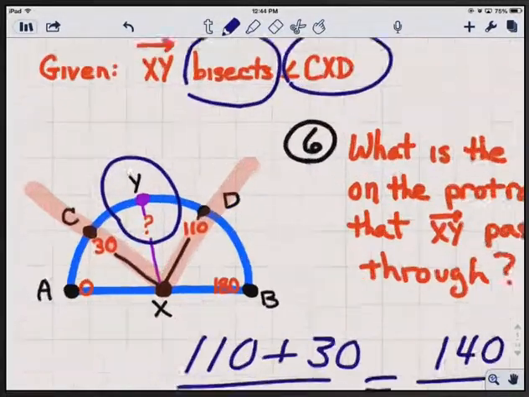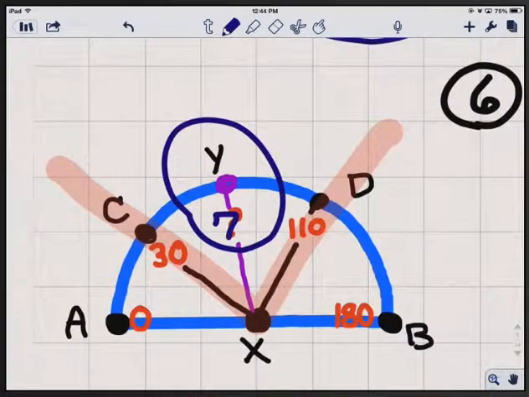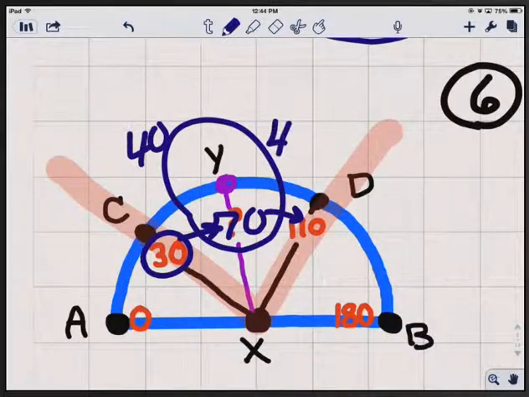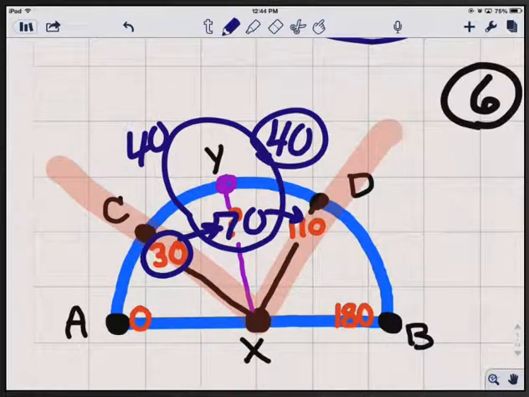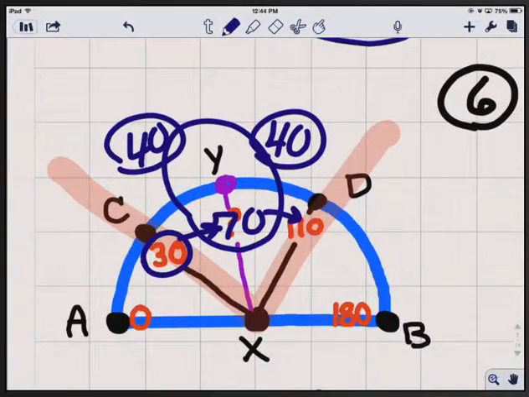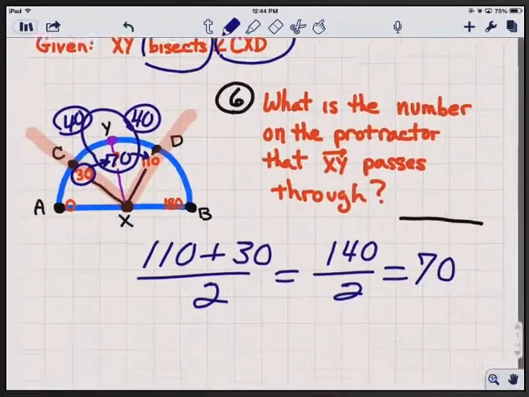Then you can check your answer. If this is 70, from 30 up to 70, that's an angle that measures 40 degrees on the side. And from 70 up to 110, you subtract those two numbers and you find that angle is 40. As you can see, we have a 40-degree angle on each side of ray XY, so therefore that is the bisector. Next problem.